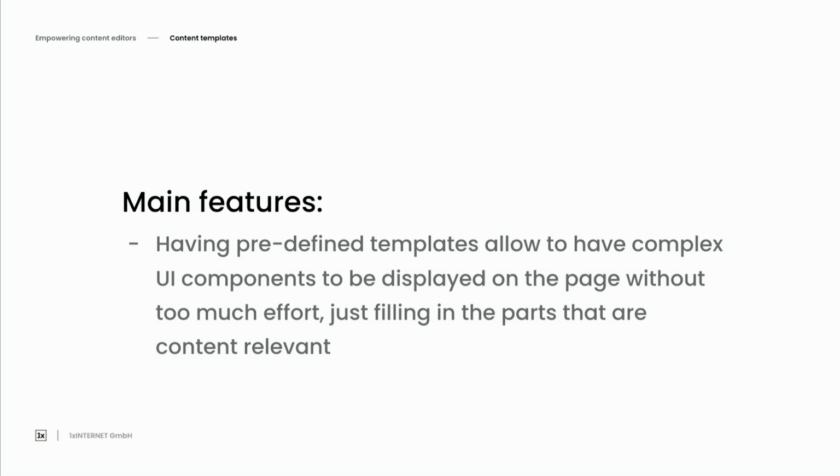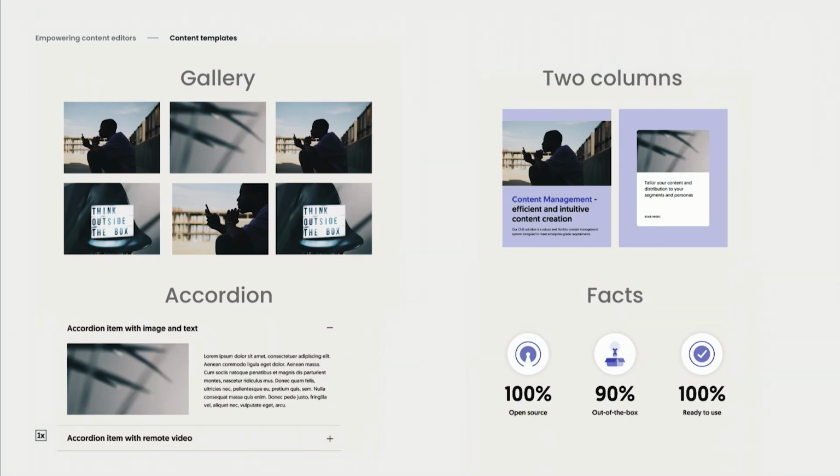These predefined templates also allow you to create really complex elements. For example, a gallery. It's so simple to the eye, but if you check how it's done inside, it's really complicated. The same as an accordion, or even the very simple one, two columns.